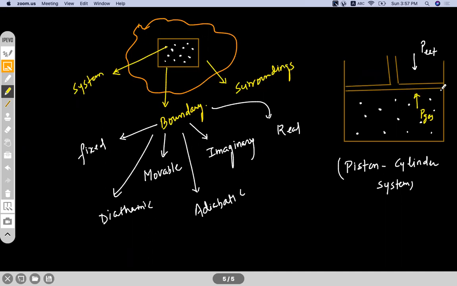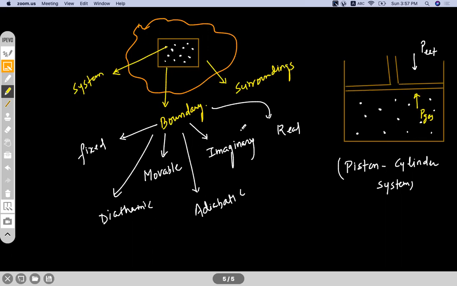Fixed boundary is what? This piston, you fixed it. You take a block, iron container. That boundary is fixed. Obviously, you can change the shape by applying pressure, but the boundary is fixed, correct? That is a fixed boundary. This one is a movable boundary. We'll have both kinds of boundaries. Mostly you will have the movable one, right?